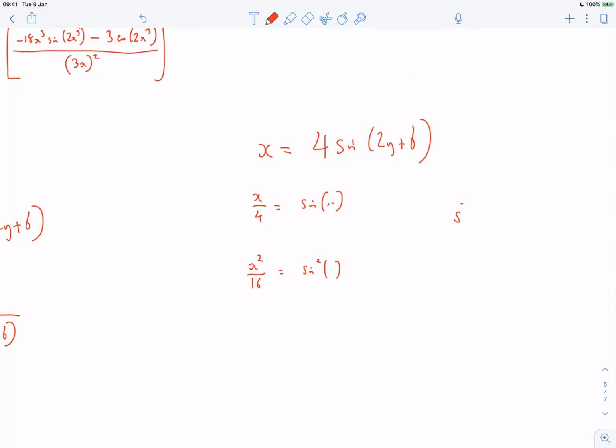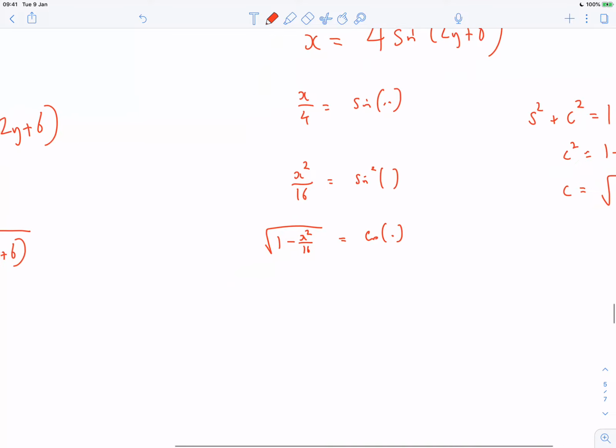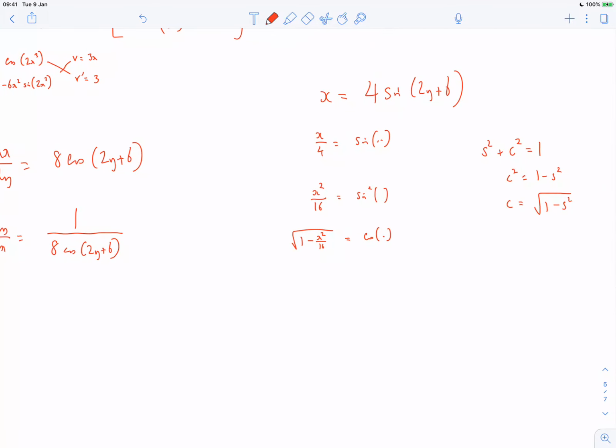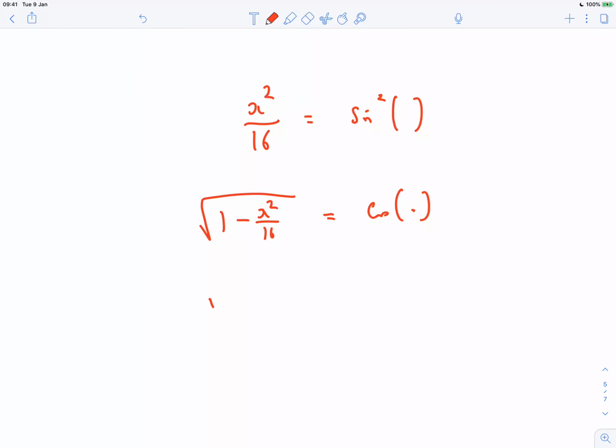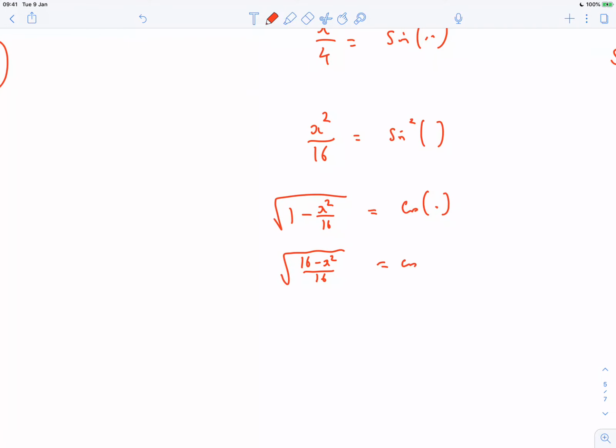And I know that since sine squared, which I'm going to call s, plus cos squared equals 1, then cos squared equals 1 minus sine squared, and so cosine equals the square root of 1 minus sine squared. I've got sine squared, so the square root of 1 minus x squared over 16 equals cosine of that 2y plus stuff. And if I get this over a common denominator, that's the square root of 16 minus x squared over 16. So that's cosine.